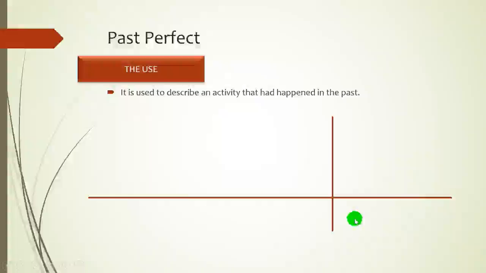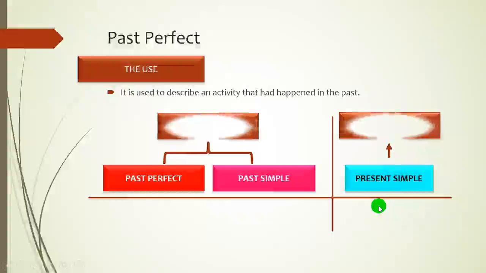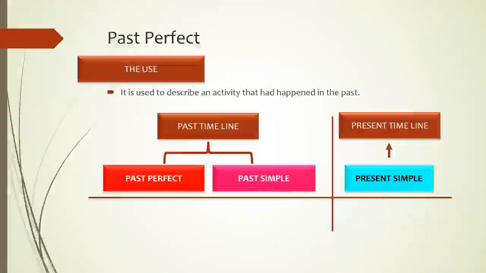Please take a look at the timeline that I made for you, so you feel clearer about this. As you see over here, there are 3 tenses that I put on the timeline: past perfect, past simple, and present simple. Of course, the 3 of them belong to different timelines. Past perfect and past simple belong to the past timeline. Meanwhile, present simple belongs to the present timeline.